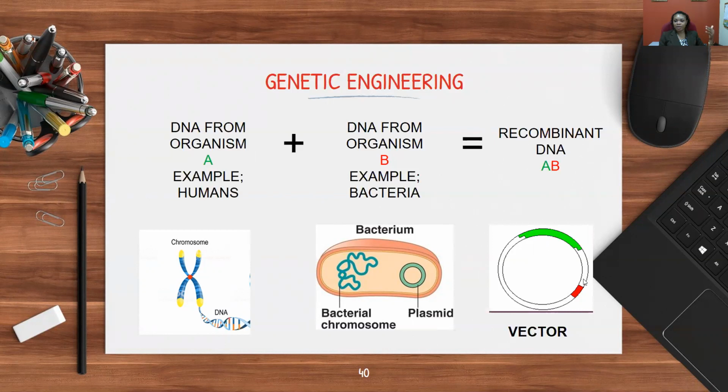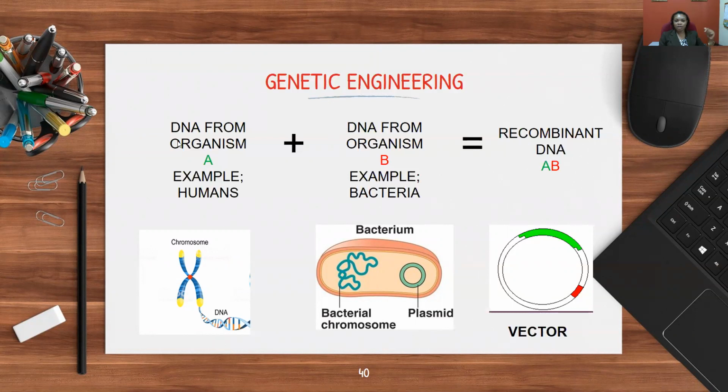So you notice you have a little of A and you have some of B, and you get AB here. So this is the vector, which is the plasmid, the DNA taken from the bacterium. And in that, you have a piece of the human DNA. So that's the combination. So it's called recombinant DNA technology or genetic engineering. So in this case, it's DNA from two species.